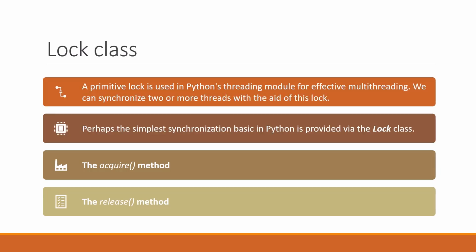When we initialize the lock object, the primitive lock, which has two states, the first one is locked and the second one is unlocked, is generated in the unlocked state, and there are two methods related to it.